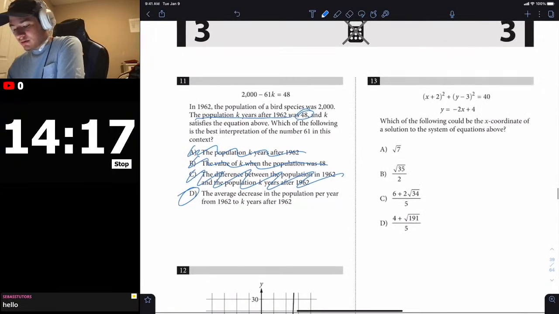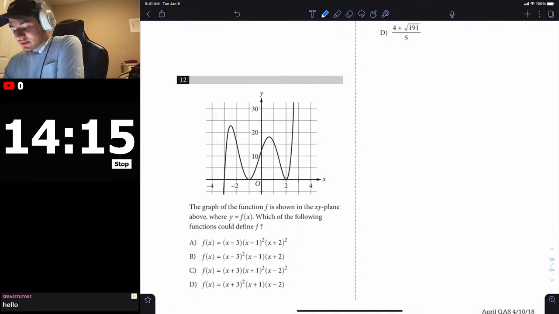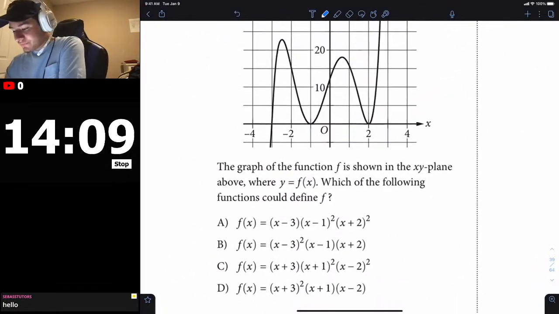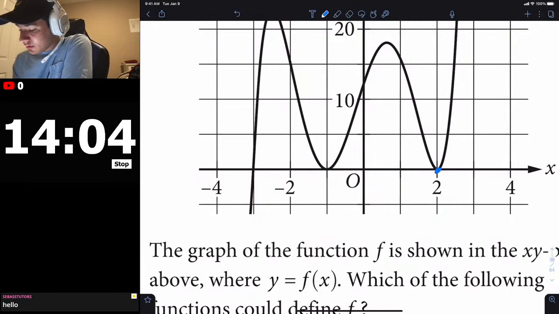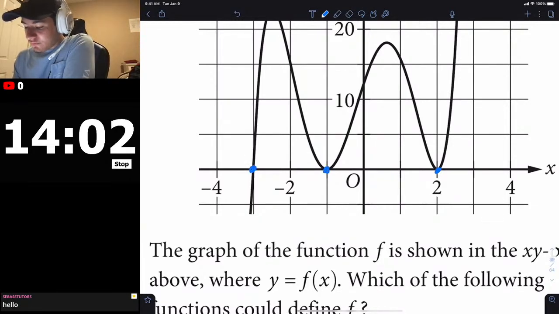Alright. 12. The graph of the function f is shown in the xy plane above, where y equals f of x. Which of the following functions could define f? Alright, let's take a look. So we have an x-intercept at 2. We have an x-intercept at -1 and at -3.